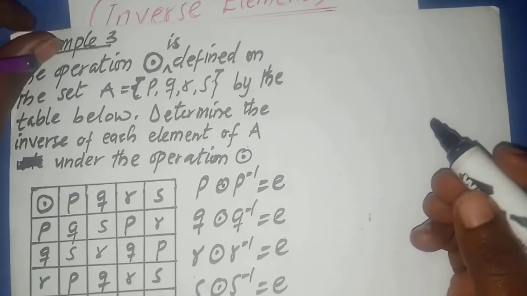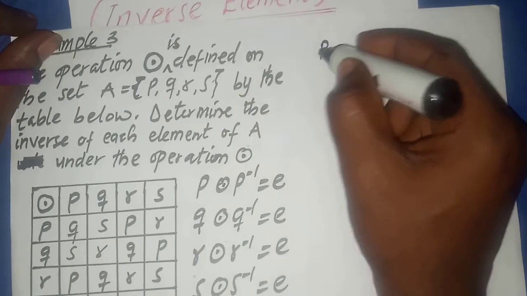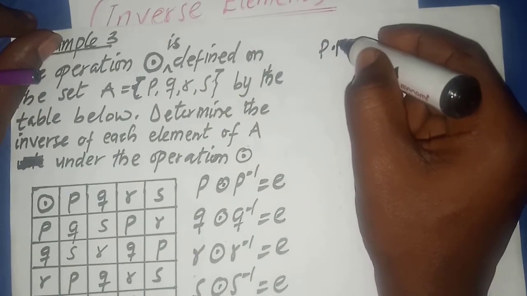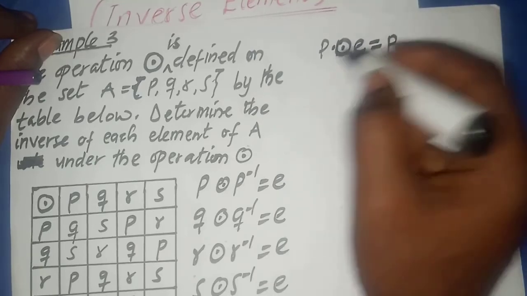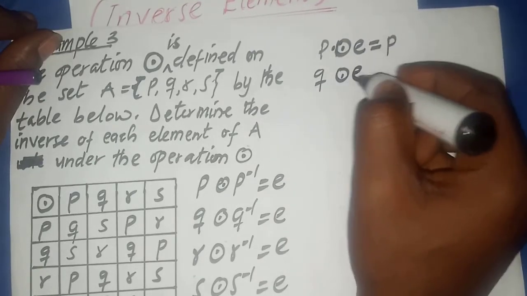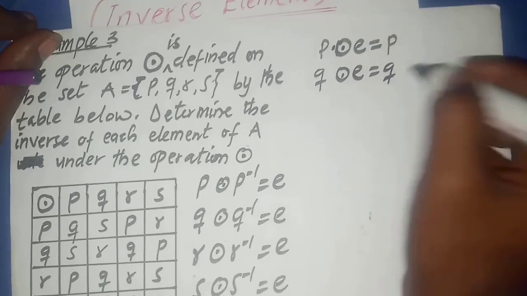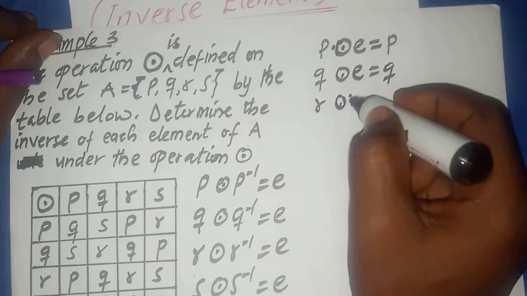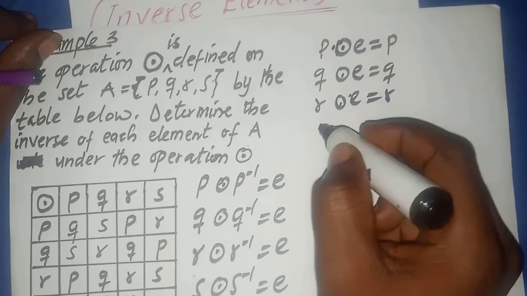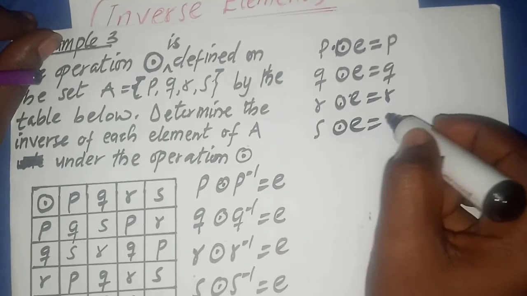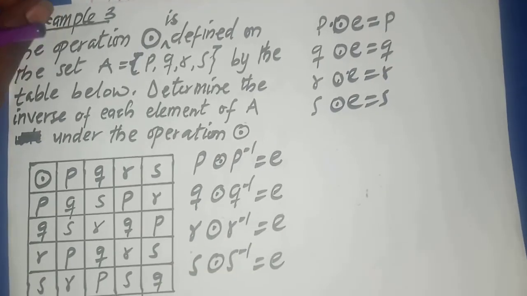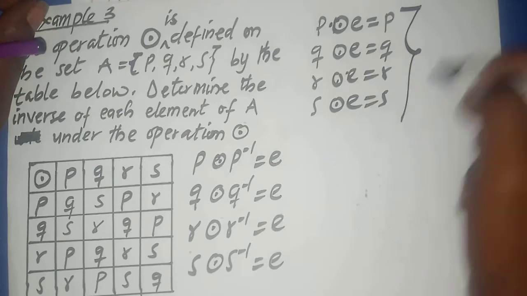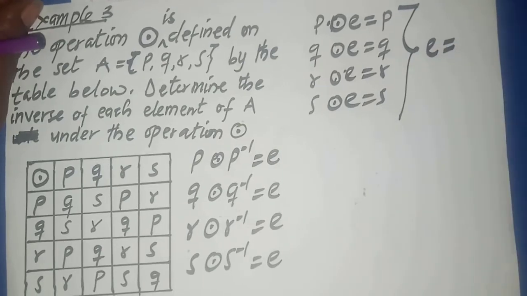So we know that for the identity element, P operation the identity element should give us the same P. Q operation the identity element should give us the same Q. R operation the identity element should give us the same R, and S operation the identity element should give us S. So now let's look at the table and see whether we can find the identity element E from the table.